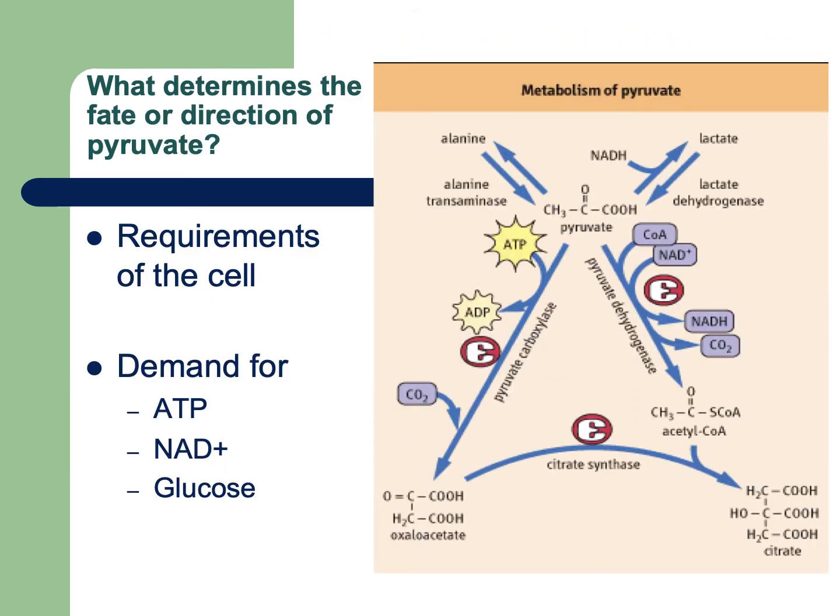The 2 main factors that you need to be aware of that determine the fate or direction that pyruvate will go are, first off, the requirements of the cell. What is needed by the cell? Second is the demand for ATP. What is the energy status of the cell? How much NAD do we have, as well as what is our demand for glucose? Do we need to produce new glucose?